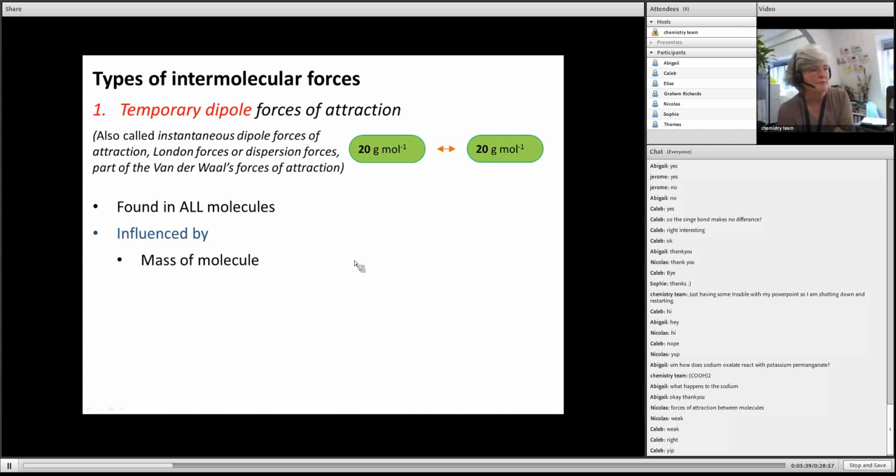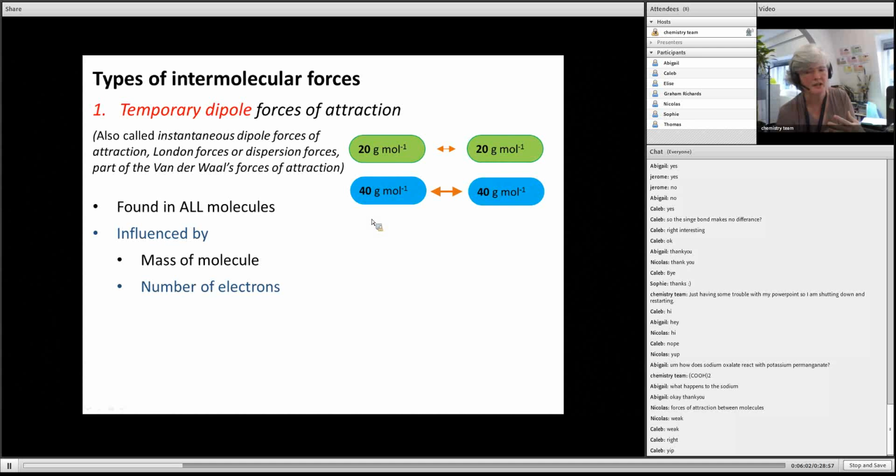So if I have two molecules that are identical in terms of mass, they will have a stronger attraction between them if I have some other molecules that have a heavier mass. So the heavier it is, the stronger those attractions will be.